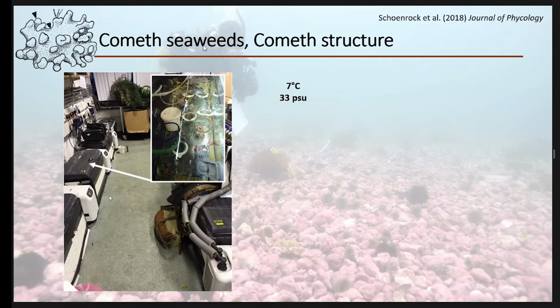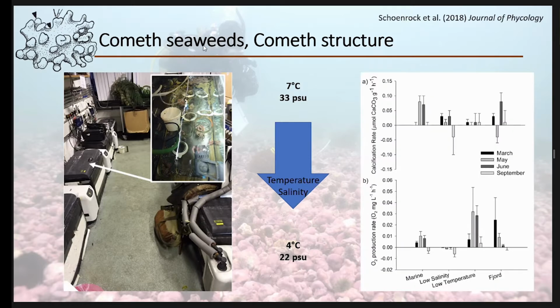And then we've manipulated the temperature, dropping it, and dropping the salinity to reflect high melt. So a temperature of 4 degrees Celsius, which is actually pretty cold, and a salinity of 22. We've done this as a 2x2 factorial, so you manipulate temperature and salinity independently and together to see what's really driving shifts in physiology.